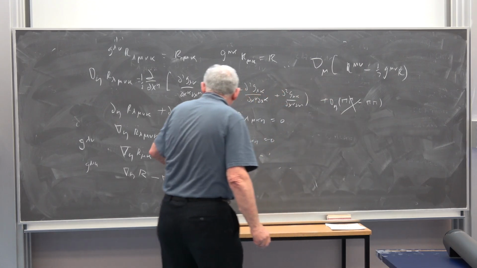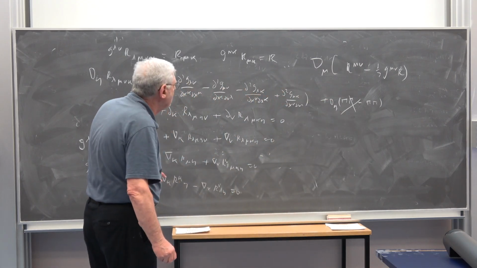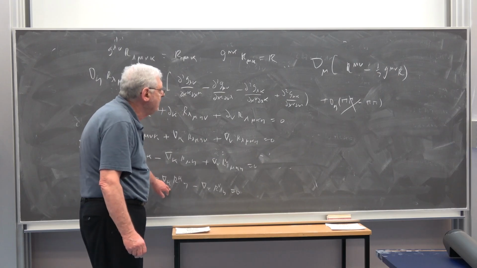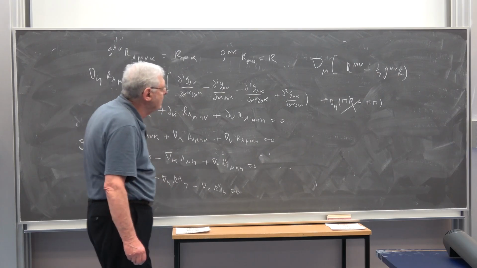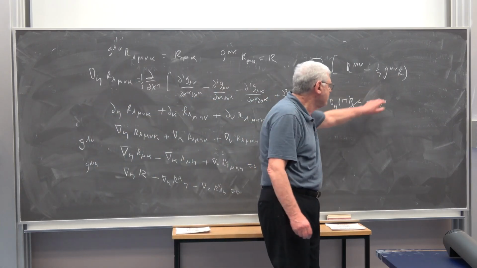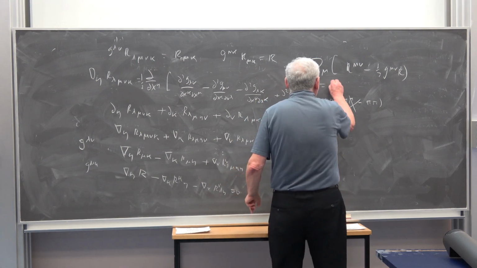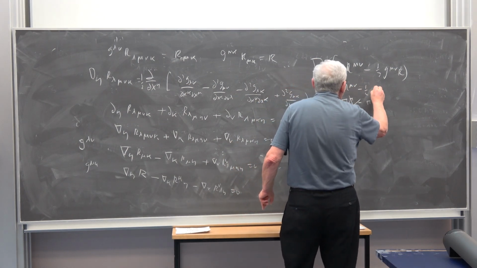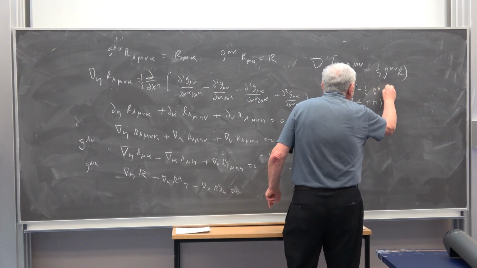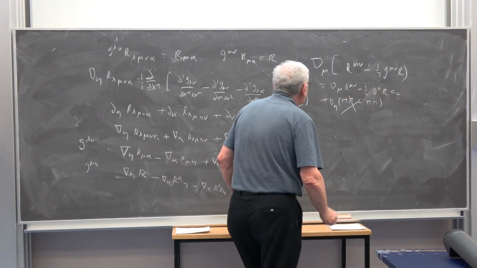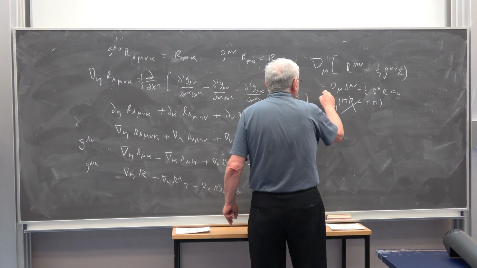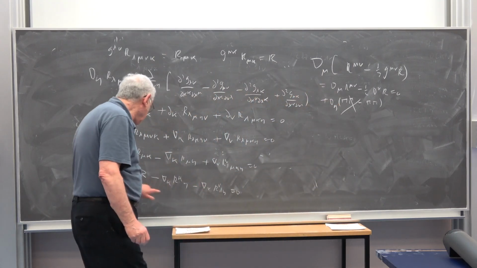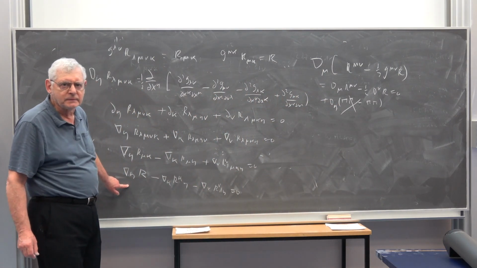And we just take this. The first term is grad mu r mu nu. That's this term, that term again. And then that's g mu nu, that's just grad nu times r. So we can write this out: grad mu r mu nu minus a half grad nu r equals 0. So let me multiply it by 2.